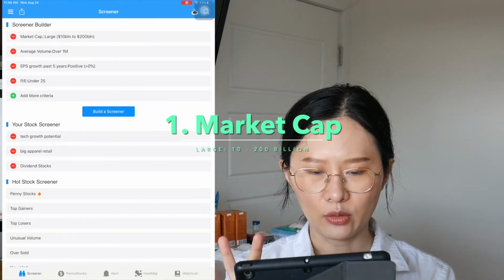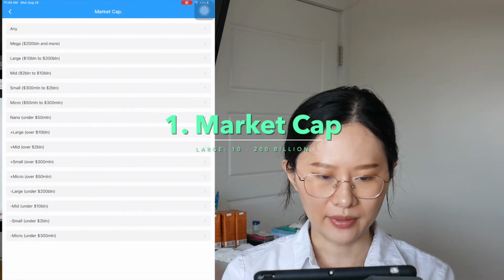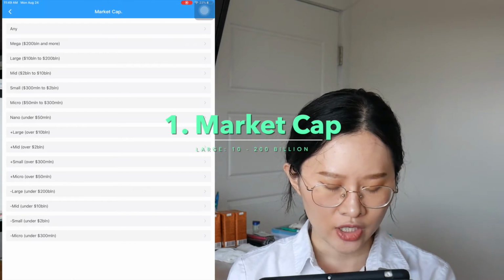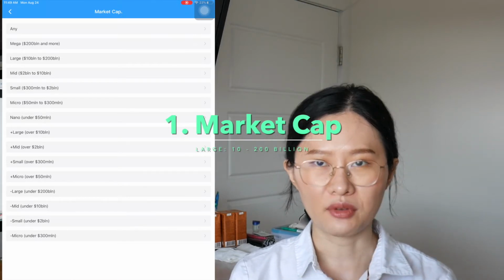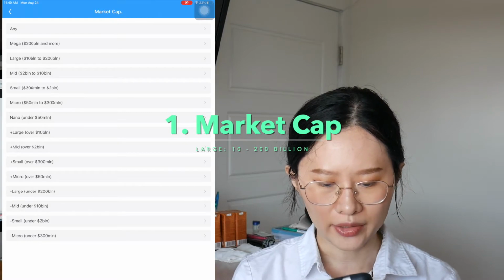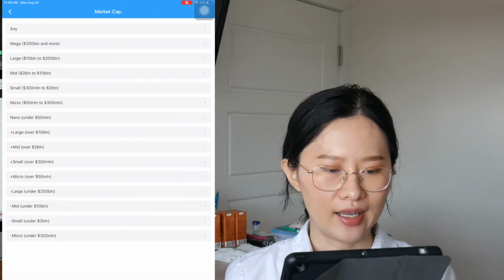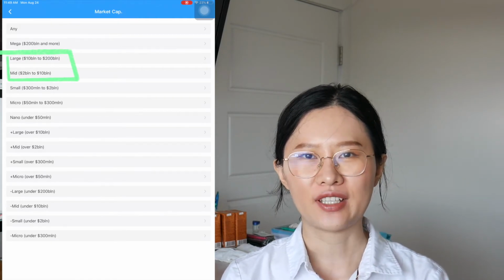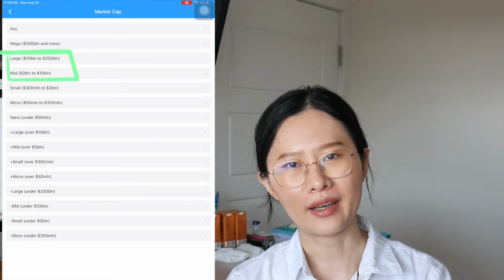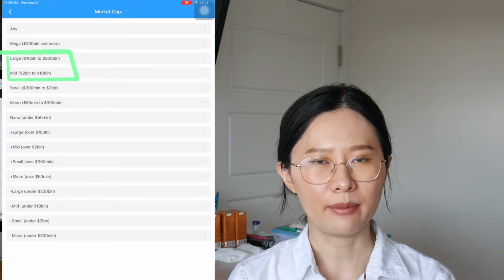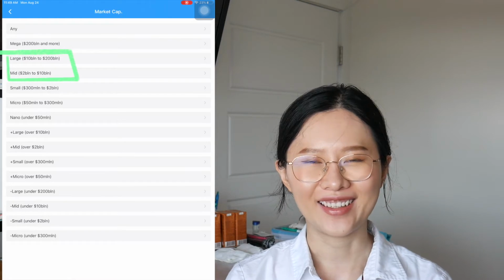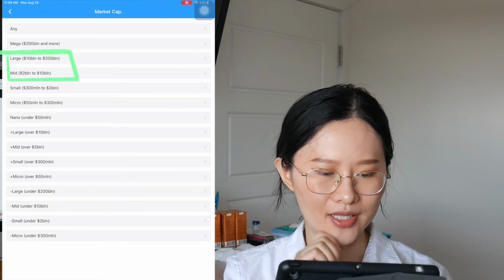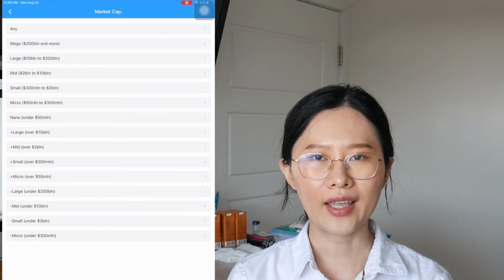So the first criteria I would choose is the market cap. In the market cap category, you can choose mega market cap, which is about 200 billion and above, large, which is between 10 billion and 200 billion, and mid, small, micro, nano. For me, I mainly select large or medium. I didn't select mega first because there are not many stocks that fit that criteria, I think it's just like Apple or Microsoft. And second, because the market cap is already so large, it doesn't have a lot of growth potential.